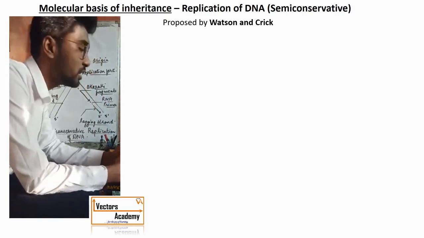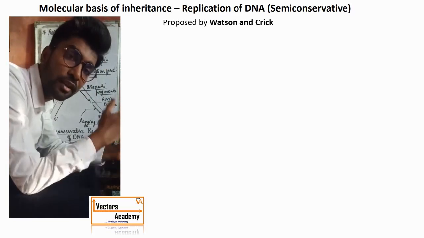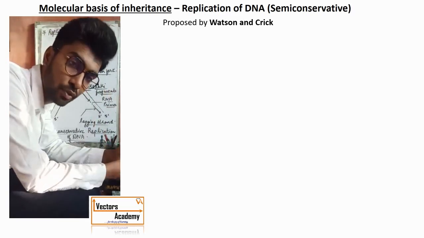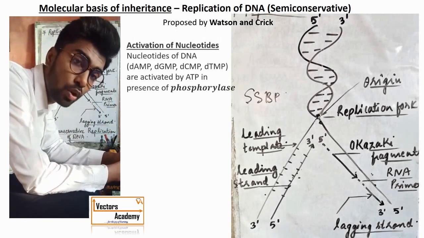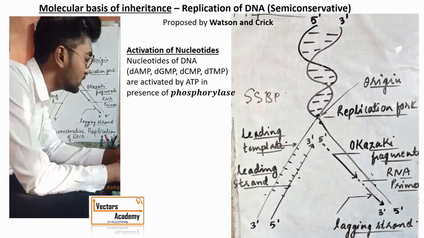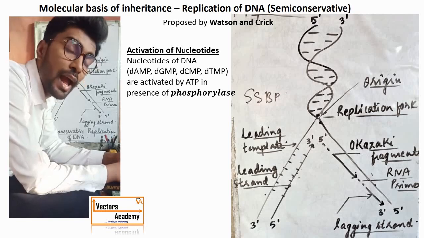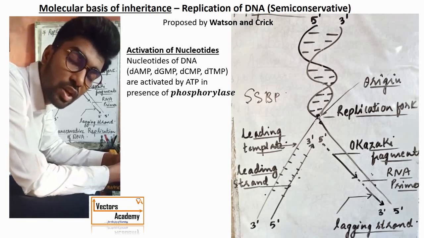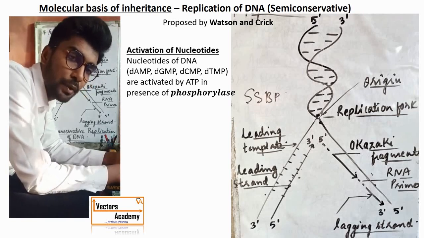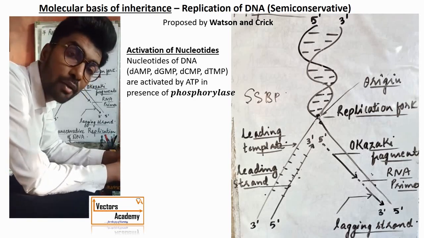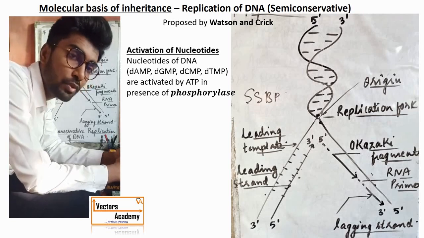Now, how does the replication of DNA take place? It takes place in the following steps. Number one is activation of nucleotides. What is activation of nucleotide? Activation of the nucleotide is generally done by using ATP, which is used by the enzyme phosphorylase.